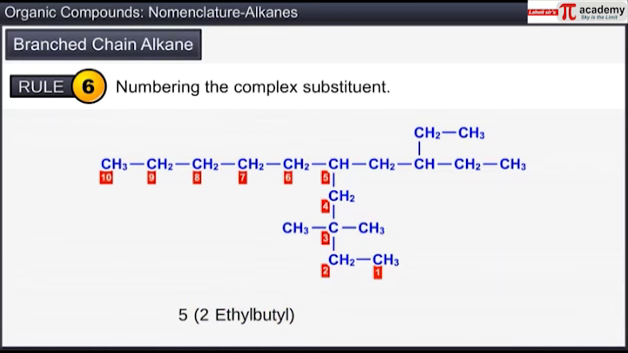The parent chain consists of 10 carbon atoms. Hence, it is decane. 2 methyl groups are attached to the 3rd carbon atom. Hence, their name will be 3,3-dimethyl. The name of the compound will be 5-(2-ethyl-butyl)-3,3-dimethyl decane.